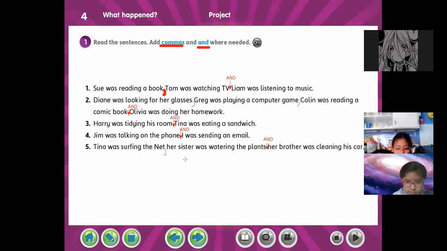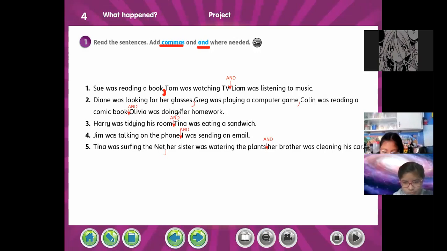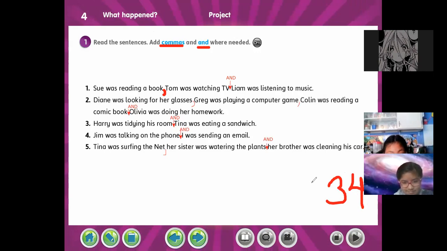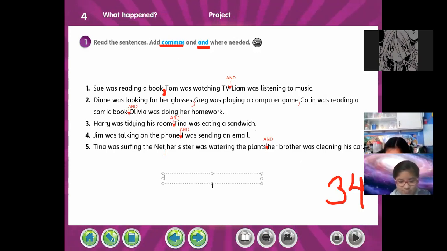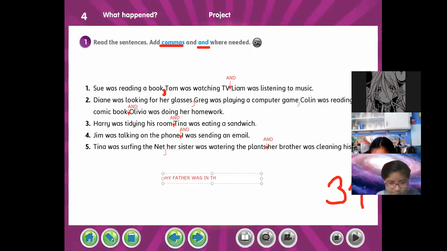Good. Okay, my friends, in your writing, please, in your composition, do the same. You need to use commas and you need to use and. What page? 34 and 35 we are going to work. Okay, my friends, remember, commas and and. Chicos, hay veces en la que tú escribes así. Tú escribes así. My father was in his room.